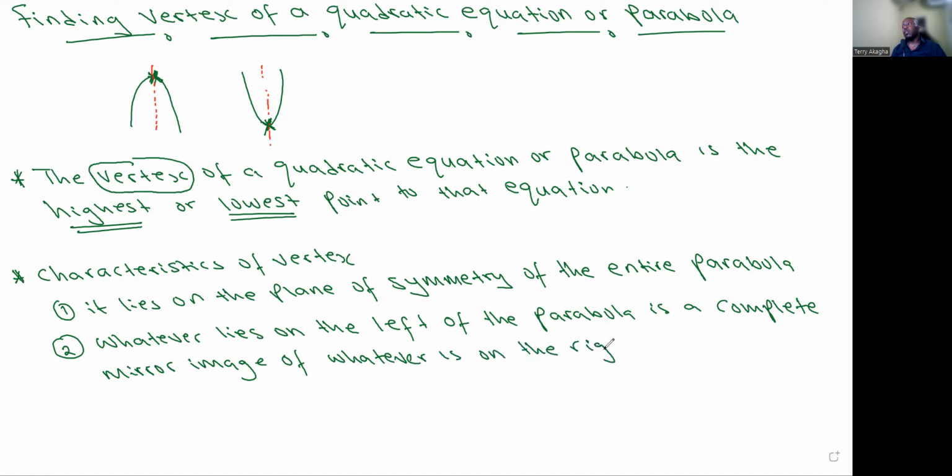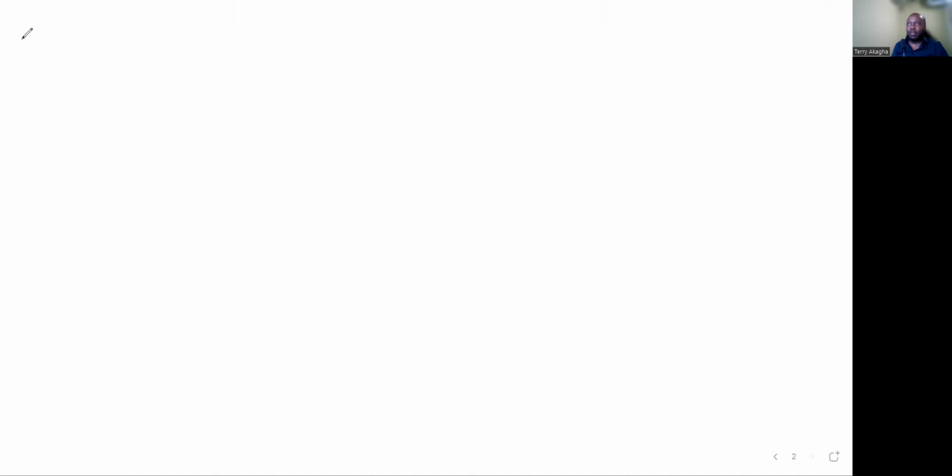So you can see that the vertex of a quadratic equation or parabola is the highest or the lowest point. Is that okay? It's on the plane of symmetry of the entire parabola, and whatever lies on the left lies on the what? The right. Now, most of you will be asking, okay, why do I need to find the vertex? Why is the vertex important? Why do I need to know what the vertex of a parabola is?